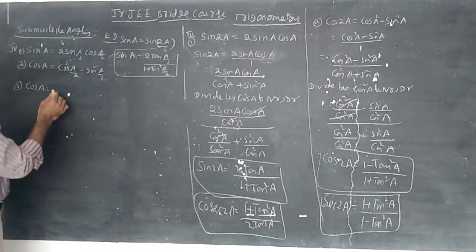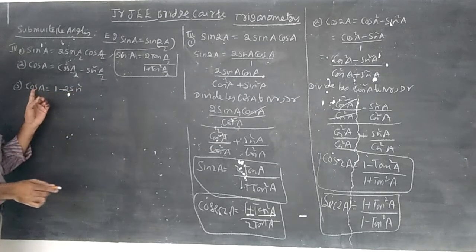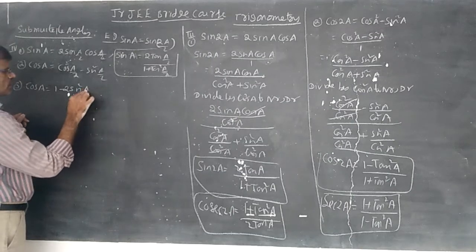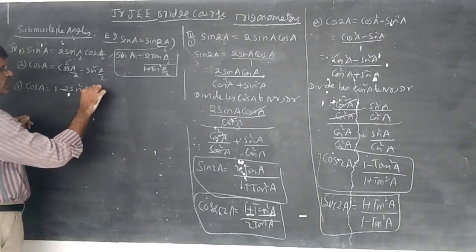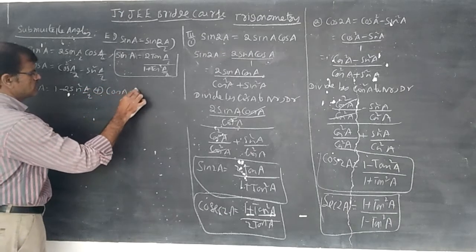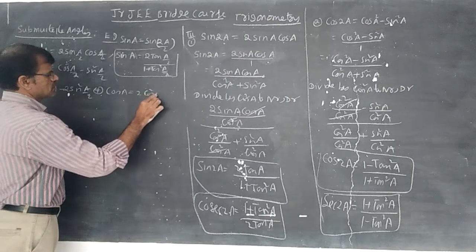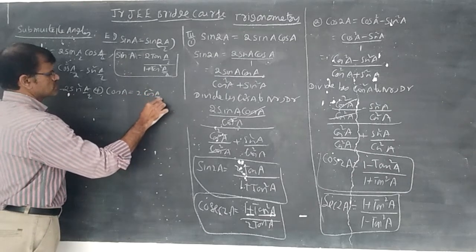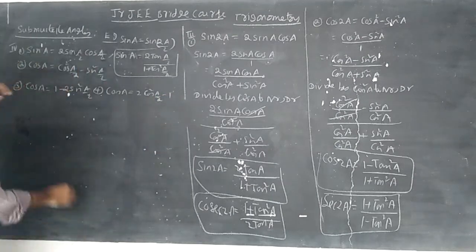For cos A, we have written 1 minus 2 sin square A for cos 2A. In the similar way, you can understand here 1 minus 2 sin square A by 2. And in the similar way, you can write cos A is equal to 2 cos square A by 2 minus 1.